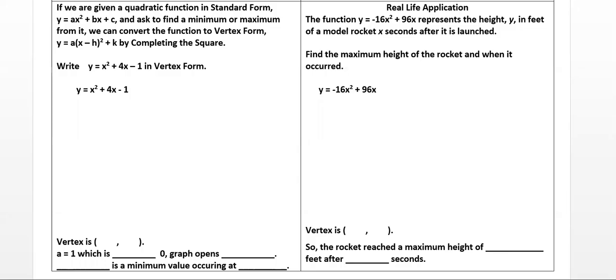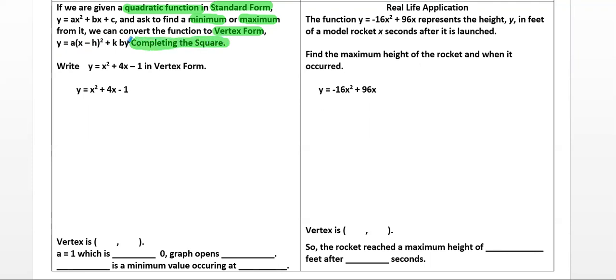All right, Algebra students, this is part 2 of 9.4b, and we are completing the square to convert from standard to vertex forms of a quadratic function. If we're given a quadratic function in standard form, y equals ax squared plus bx plus c, and are asked to find the minimum or maximum from it, we can convert the function to vertex form, which is y equals a times the quantity x minus h squared plus k, by completing the square.